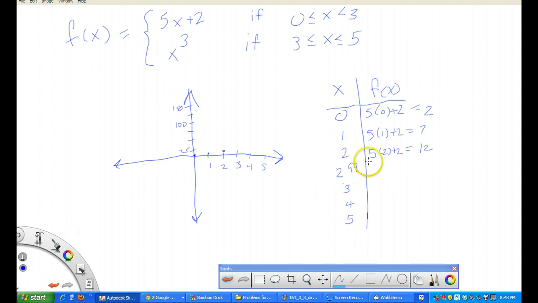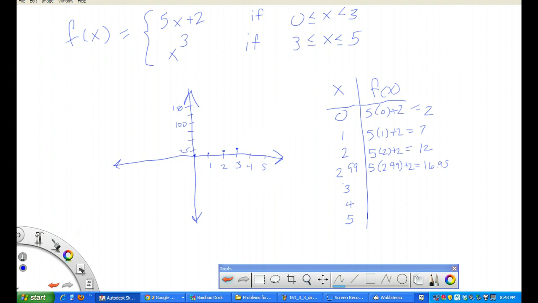Alright, then when I plug in 2.99, that's still below 3, so that's still in this region. So I'm going to take 2.99, multiply it by 5, and add 2. That's going to give me 16.95. So that's right before we get to 3. We're almost up to that first dash on the vertical axis. So about right there.